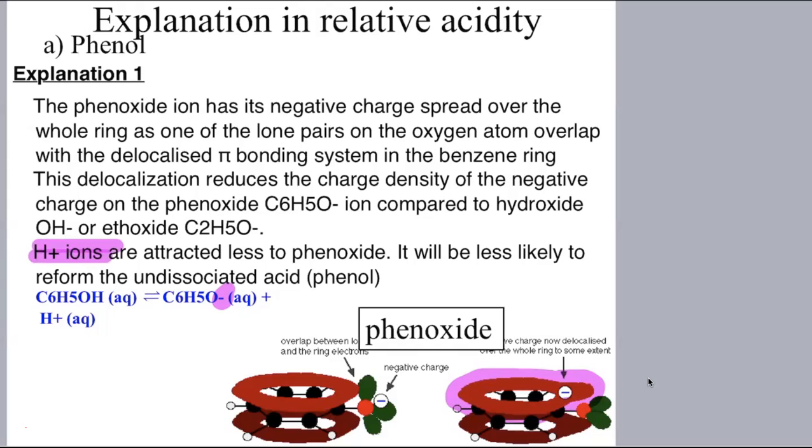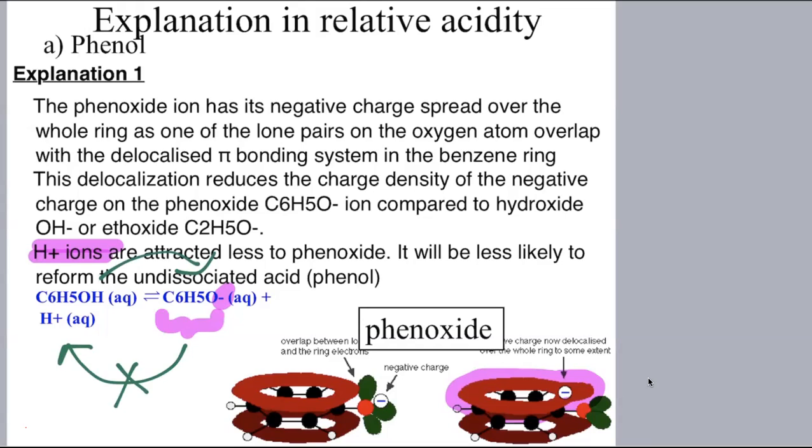So this C6H5O phenoxide does not attract the H plus. If it doesn't attract the H plus, the reverse reaction doesn't happen, and that means the forward reaction happens. Dissociation happens, but not 100%, because it's still a weak acid. So that's the first explanation.